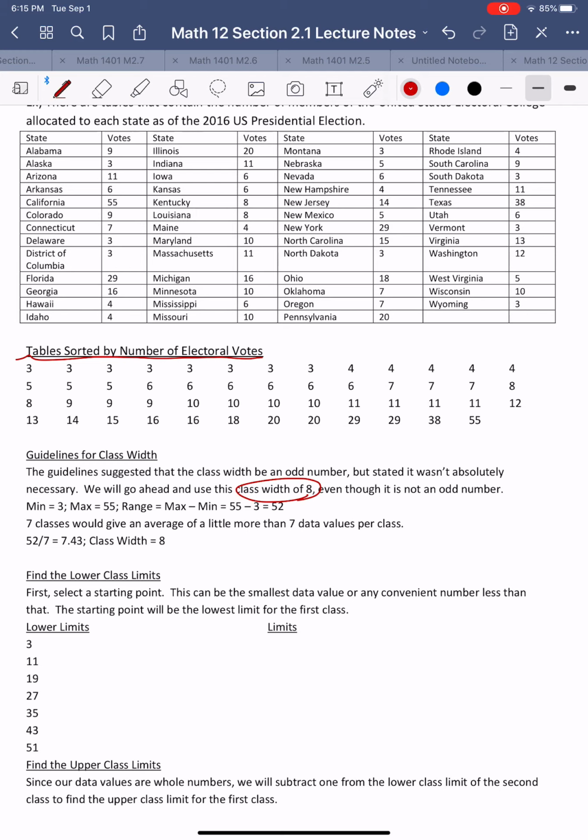First of all, we get the minimum and maximum to find it. The maximum votes are 55 and the minimum votes are 3. So we subtract them from each other to get the range, which is 52. And then we decide to make 7 classes. That's your choice. You can choose from 5 to 20. Then the range divided by 7 classes gives you 7.43. And for the class width, we always round it up. So instead of 7, we'll say 8.